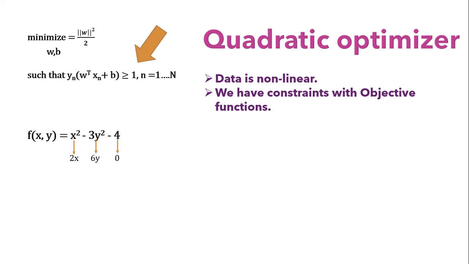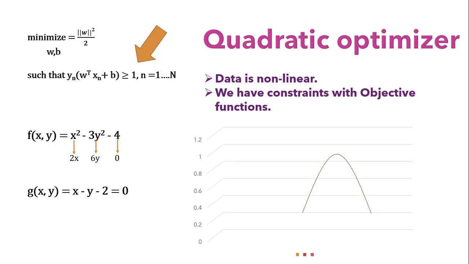But what if I add some constraints over here? Let's say g of x and y is equal to x minus y minus 2 is equal to 0. Now if I directly optimize my objective function through gradient descent, then there will be chances of not satisfying the constraints. So guys, if you can see on the screen, we have an objective function drawn on the graph and we want to optimize this.